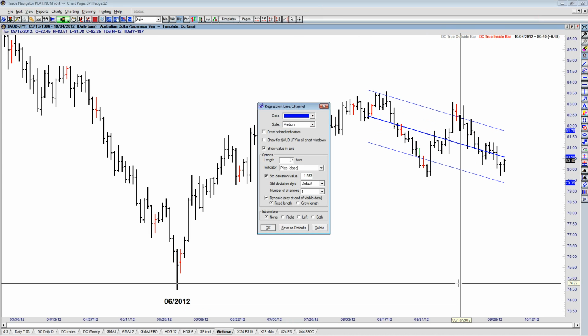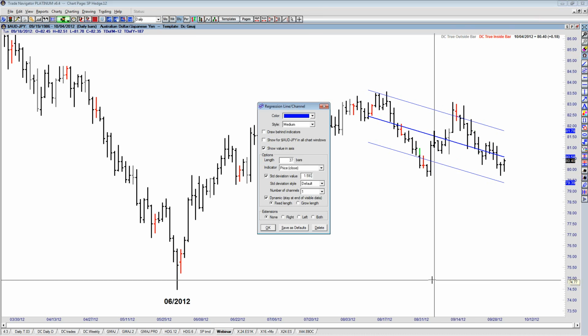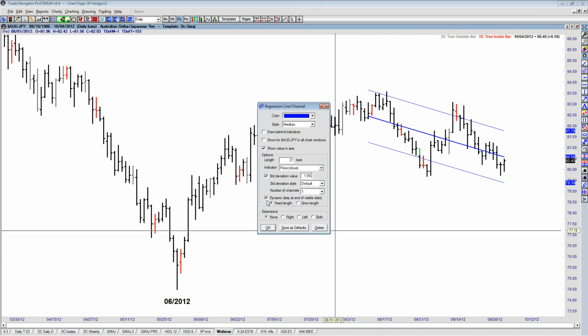And this is the Aussie JPY. I use the 1.593. That's a Danielcode ratio. And if you feel it doesn't quite fit, you can go to 1.625, and they will define all markets in all time frames.